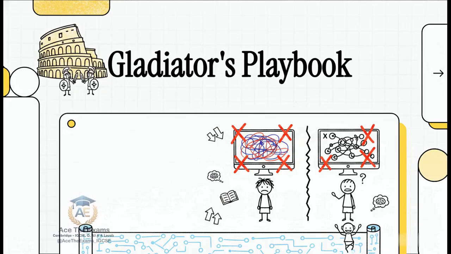I want you to picture the exam hall. You turn the page, and there it is, a massive past paper question asking you to insert a node into an ordered linked list. It is high stakes.